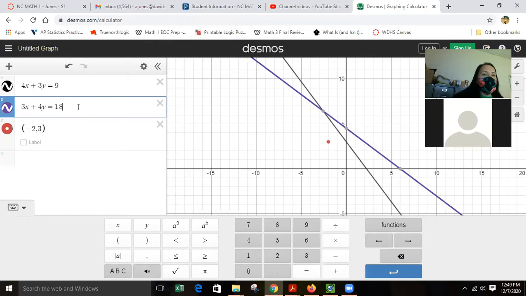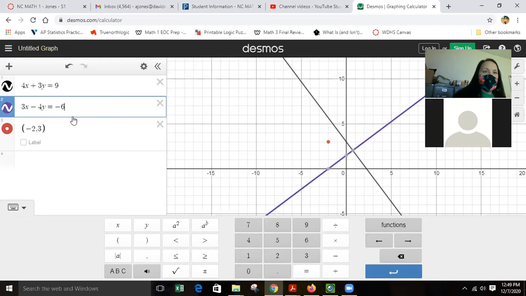So now I can take this equation out again. And I can try the next one. 3x minus 4y equals -6. That is answer C. It does cross the line, but what does it not do? It doesn't go through the point. So it's good, but it's not through the point. So we're not using that one.